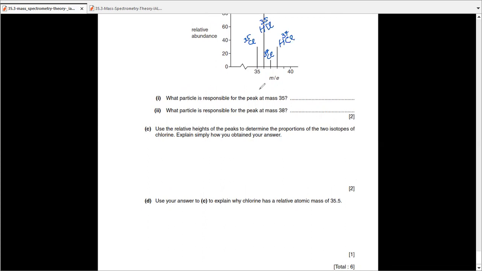You can either work it with these two isotopes or with their relative heights, and you can get your answer. Do you want me to scroll up, or are you going to work with this and this? Just the two peaks. Okay, because you can work the other two peaks as 37 as well.